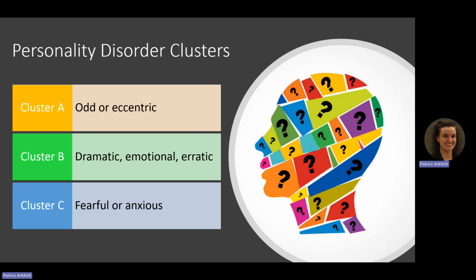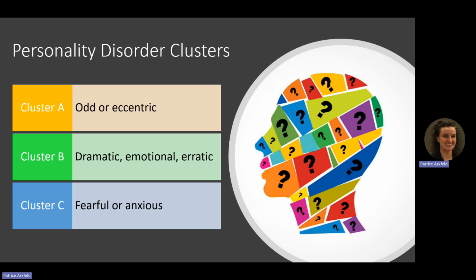So the first cluster is cluster A, which is described as the odd or eccentric cluster of personality disorders. That is because folks who have one of the diagnoses in this category are exhibiting odd or eccentric behaviors. The diagnoses in this section include paranoid personality disorder, schizoid personality disorder, and schizotypal personality disorder. You'll hear them pronounced both ways depending on the region where someone's from. So those three diagnoses are considered cluster A, odd or eccentric.